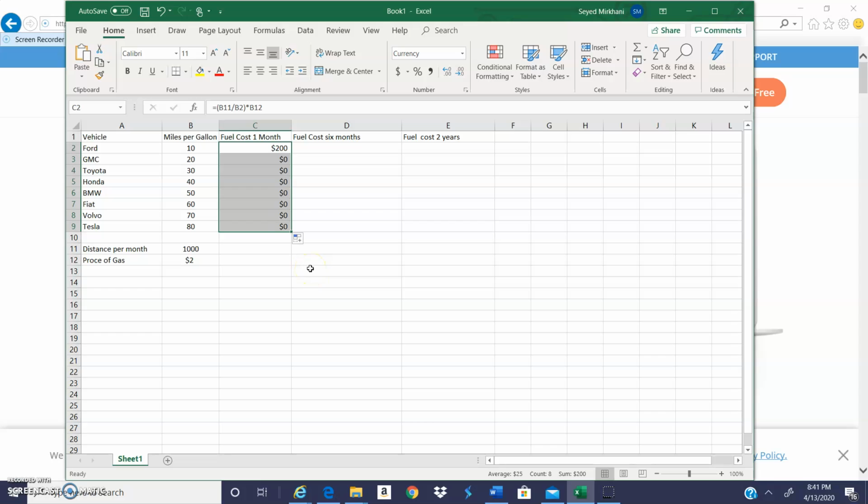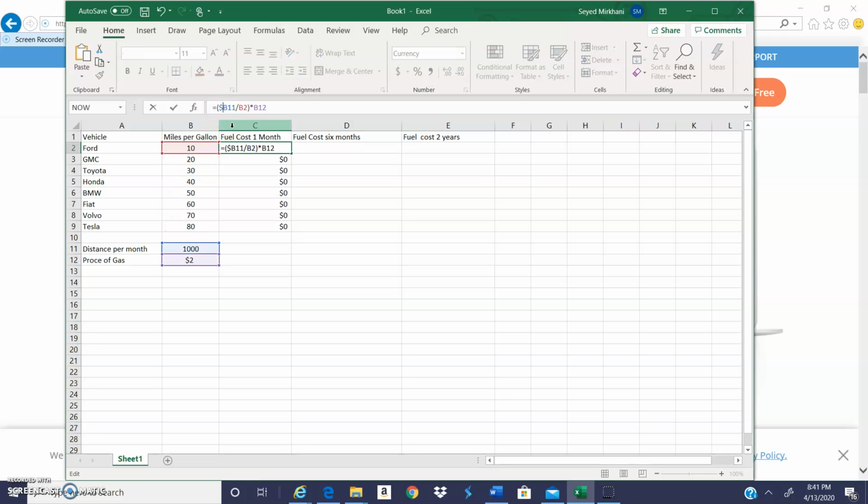Now, if I copy this all the way through, there will be a mistake. The reason is that these two numbers are supposed to be absolute, because those two numbers are not written in these boxes. If I had written 1,000 here and 2 here, then my formula would have been correct. Because I don't have them here, I come back here and this 1,000 is B11.